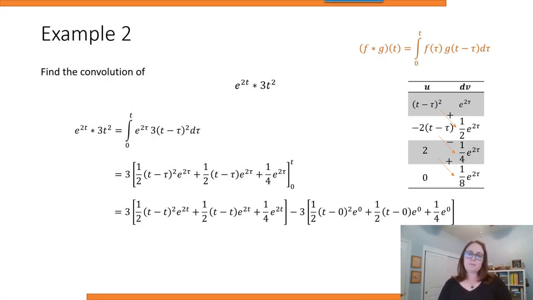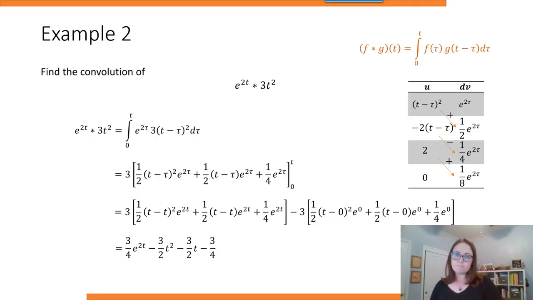Again, I've got the 3 just multiplying by each set. So the first set of brackets is where t is plugged in, and I can see some things that are zeroing out where I end up with the t minus t. So really the last term, the 1/4 e to the 2t, is the only one that ends up being non-zero in the first set. And then in the second set, I got a lot of zeros that simplify, and I end up with 3/4 e to the 2t, and that came from the first set of brackets. And then minus 3/2 t squared, minus 3/2 t, minus 3/4. And that gives me my answer for that convolution.